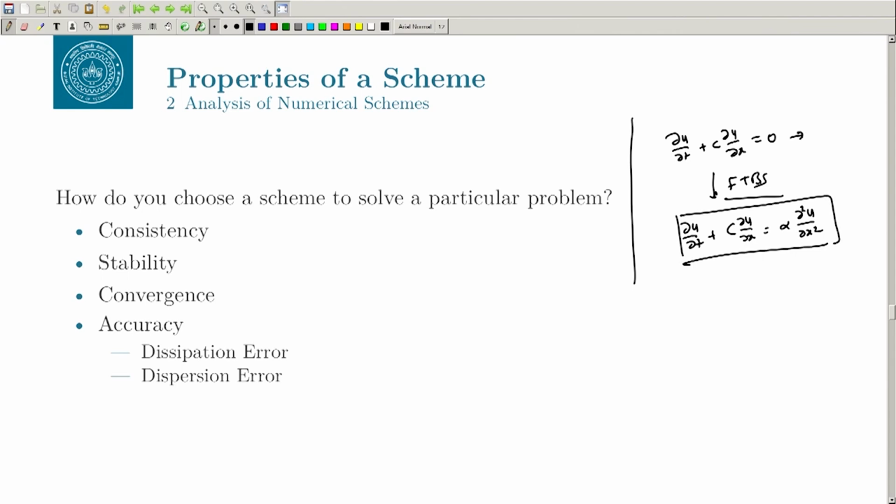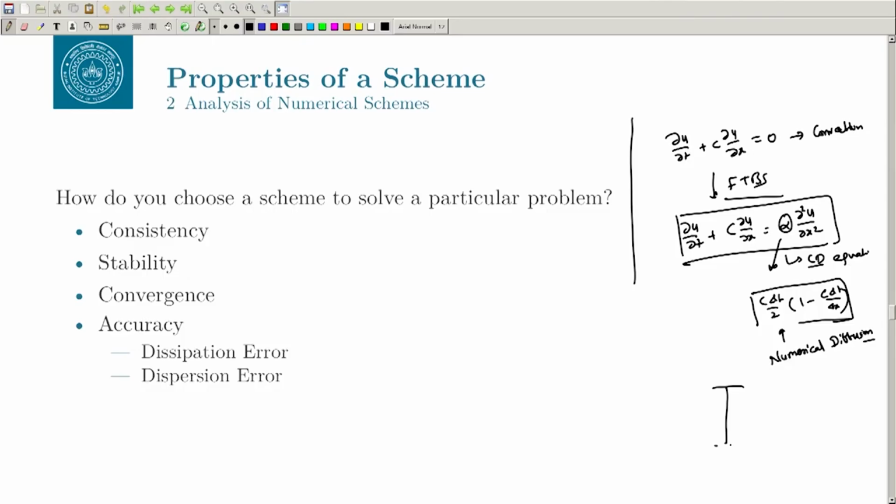So, you wanted to solve a convection equation, but you are actually solving a convection diffusion equation. This term alpha, which I believe was something like c delta t by 2 times 1 minus c delta t by delta x, is coming purely due to the numerics, and this is called the numerical diffusion. All the schemes that you are going to use in your CFD will have some amount of numerical diffusion. If there is absolutely no numerical diffusion, it is likely that your solution will blow up.